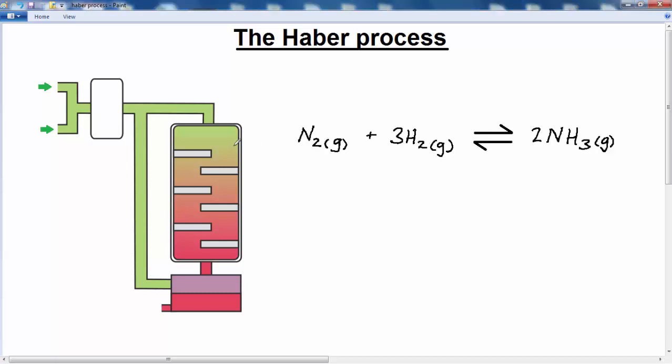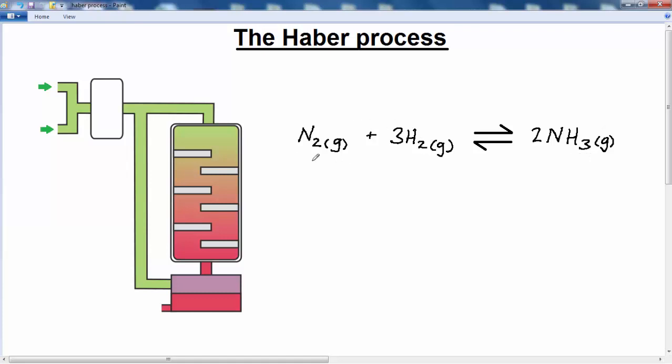of ammonia. You'll see straight away that it's a reversible reaction, and so we're going to be taking in some important considerations with regard to the conditions of this reaction and the design of this apparatus so as to maximize the yield of the ammonia produced.